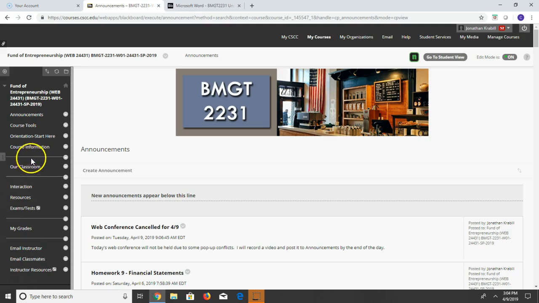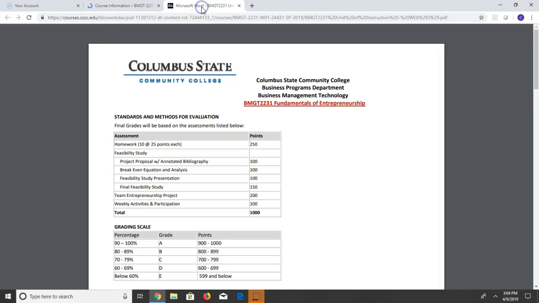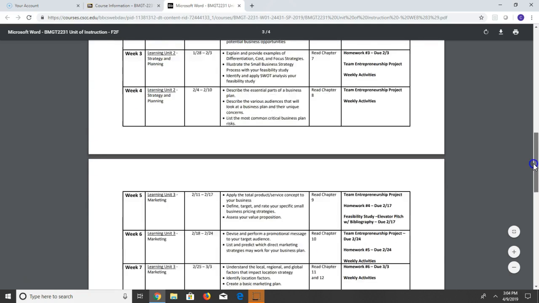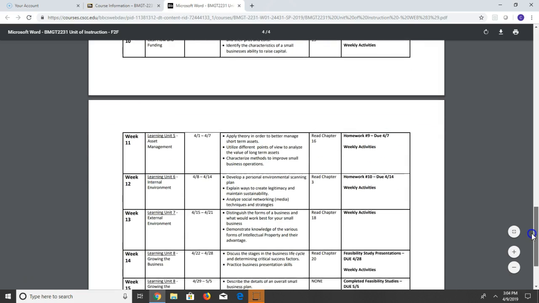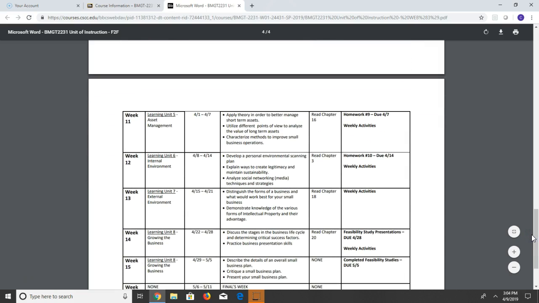If you come over to course information and open up the units of instruction, you'll see that this brings us to the last homework for this semester. We're going to have homework number 10 due this coming Sunday, and it really goes back to this concept of social capital, and we'll take a look at that in a second.